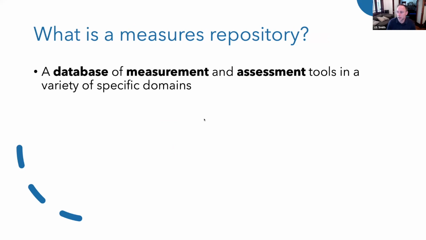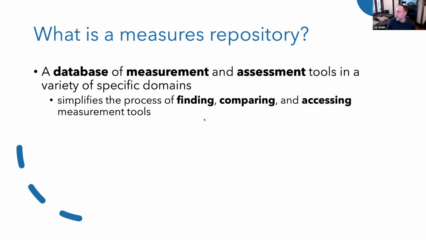The specific domains thing is going to come up a few times as we get into what CFHA might consider doing if they were to take on a measures repository. What it's supposed to do is simplify the process of finding, comparing, and accessing measurement tools. As Jody already mentioned, the simplifying part is not always achieved. I've had a similar experience that they're somewhat overwhelming at times, and sometimes they don't feel like they have the kind of information or considerations that would lead me to pick a particular measure over something else.